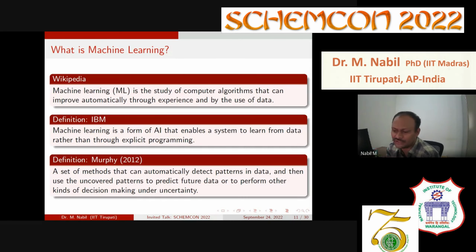The third definition is from Murphy's textbook on probabilistic machine learning. It defines it as a set of methods that can automatically detect patterns in data and use those patterns to predict future behavior and also help us in decision making. It could be predictive or it could be prescriptive. Both are possible with machine learning, and if you see any major paper in the literature, it's all about using those methods for either prediction or decision making.